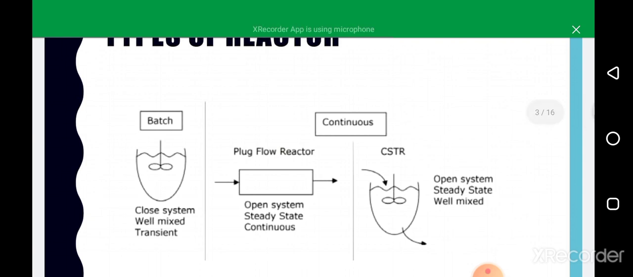Second is plug flow reactor, an open system and steady state system, meaning inlet flow rate is equal to outlet flow rate, and it is a continuous system. So the material balance is very similar in both of these. It is an open system, so continuous flow of inlet and flow of outlet is maintained in the continuous state reaction. Here we can say that inlet and outlet flow occur all the time when the reactor is working.